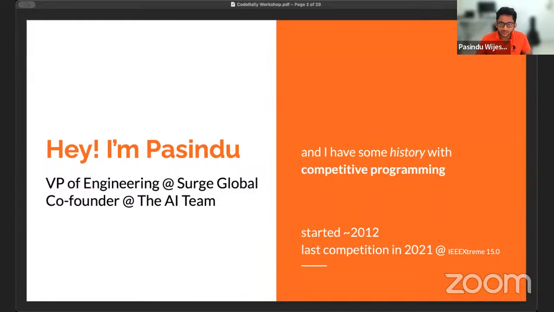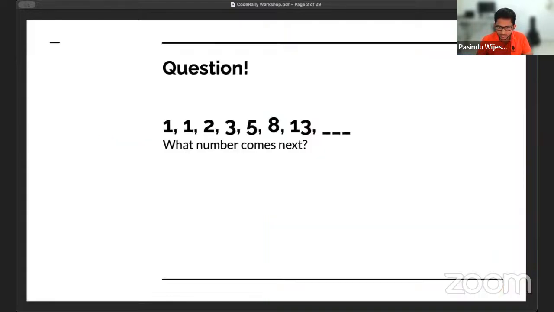As a refresher to what competitive programming is, and for us to be able to really digest it and learn how we can get better, let's start with a problem. This is a number sequence, and I want you to tell me what number comes next. You can type the answers in the chat box.